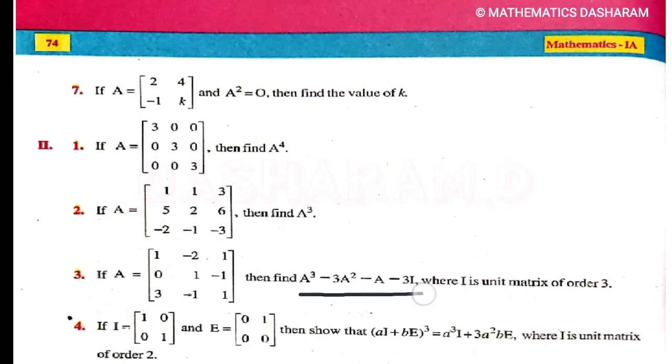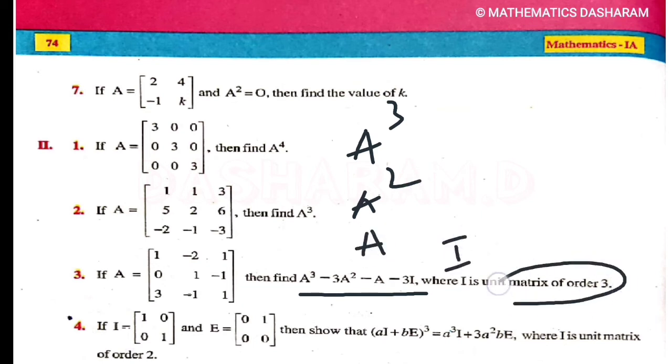So to find this value, we need A cube, A square, and the value already given, I, which is a unit matrix of order 3. Let's find A square first, then A cube. So A square equals A into A.